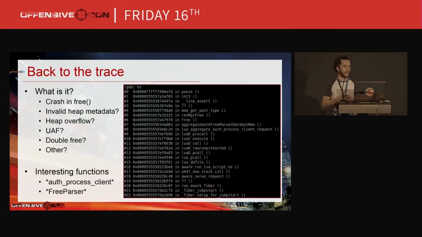So I attach a debugger and look at the backtrace. I'm in a free call. At the moment, we don't know if it's a heap use after free, heap overflow, or double free. We can check that. You have two interesting functions. One of them is related to the processing of the client, and it's in a parser function. So it's definitely related to our XML packet.